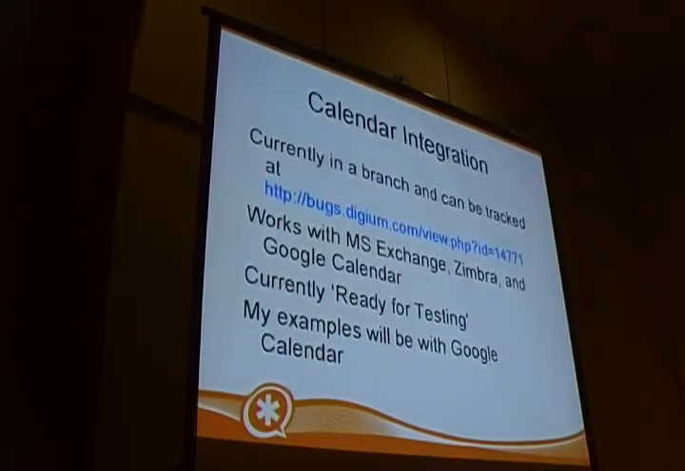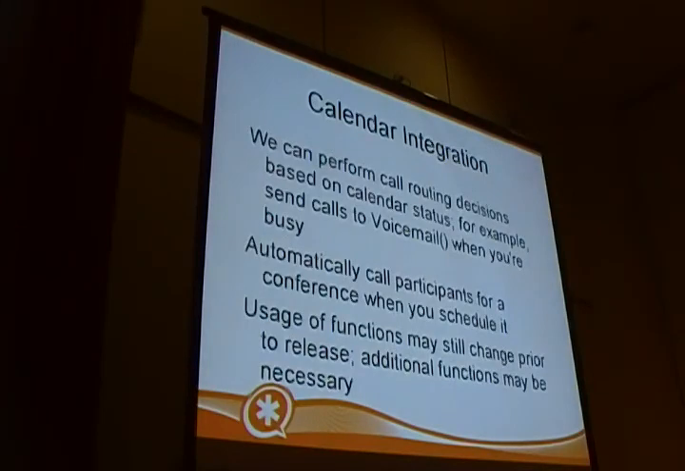This is currently located in a branch on the bug tracking site, and the bug ID is 14771. It works with MS Exchange, Zimbra, and Google Calendar, and my examples are going to be using Google Calendar because I like to use things that are free and don't require me to set up extra servers. So what this will allow us to do is perform some call routing decisions based on my calendar status. For example, I can send calls to voicemail when I've set my status to busy.